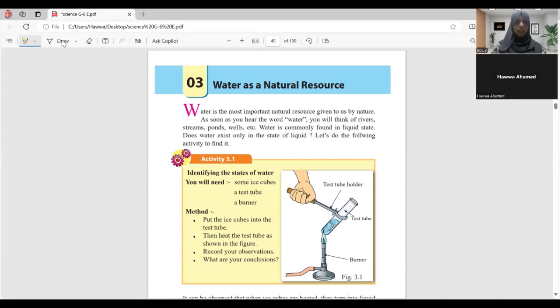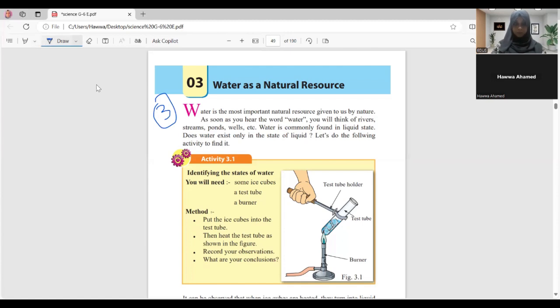So there are three states. States meaning solid, liquid, and gas. Okay, the way they exist. So there are three states, right? First we'll see the solid state of water. I'll come to this activity, but first let's see the solid state of water.